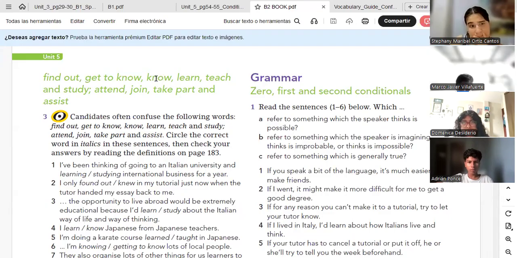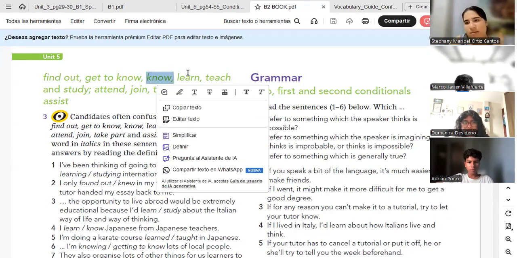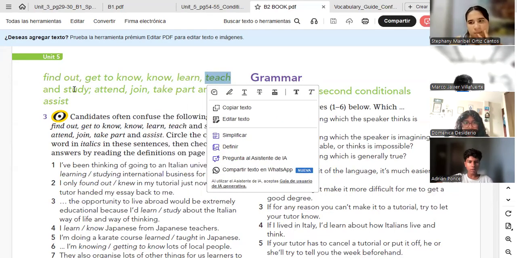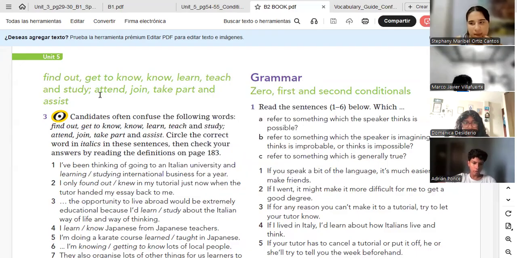So now, know, saber; learn, aprender; teach, enseñar; and study, estudiar. Attend, como asistir; join, unirse; take part, tomar parte de; and assist, asistir. But there are some differences that we're going to check before doing the exercises, okay?